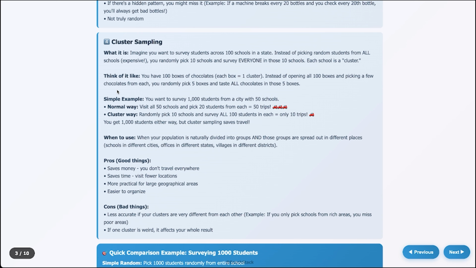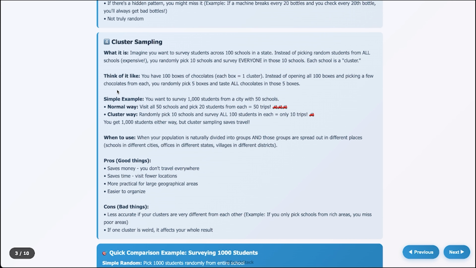Now coming to when to use this sampling technique. When your population is naturally divided into groups, and those groups are in different geographical areas, spread out in different places, in that case you will apply the cluster sampling strategy. But this sampling technique also has pros and cons. Let me tell you.